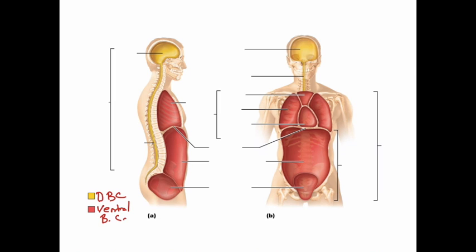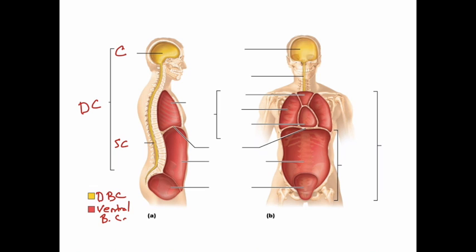So let's focus on the yellow for a second. You can see that the yellow body cavity goes up to the top into the brain area all the way down through the spinal cord area. So you have the cranial cavity up on top, and then you have the spinal cavity going down the back there. So that all makes up the dorsal body cavity.